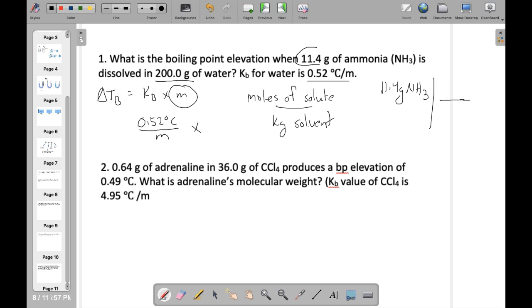So I go to the periodic table, I look up nitrogen plus hydrogen, I look up their molar masses, and I add them together, and I get 17 grams per mole. So I know 1 mole of NH3 is 17 grams. Now I can divide these numbers. 11.4 divided by 17 grams will give me 0.670 moles.